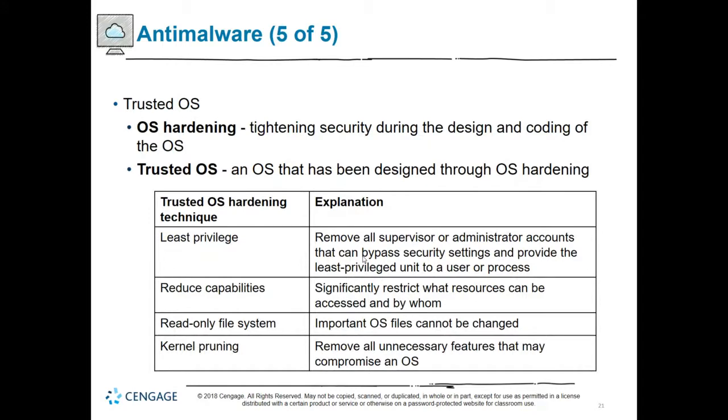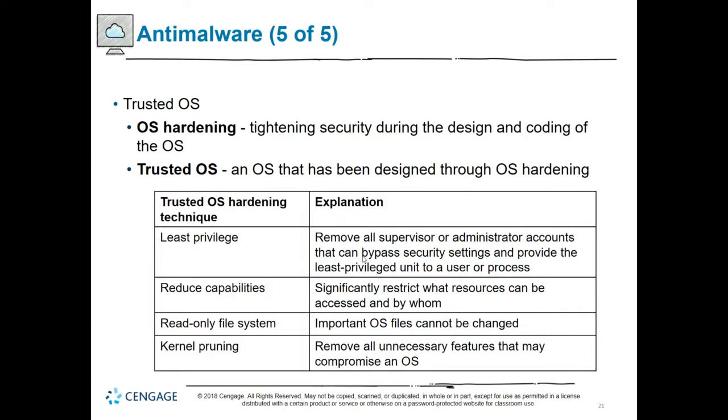All right, our trusted OS. A couple of things we'll talk about here is OS hardening. That's tightening security in the design and code of the operating system. A trusted operating system is an operating system that's been through the hardening. And we've got a couple of different techniques here. We've got least privilege. You've heard this a lot in this course, the principle of least privilege.